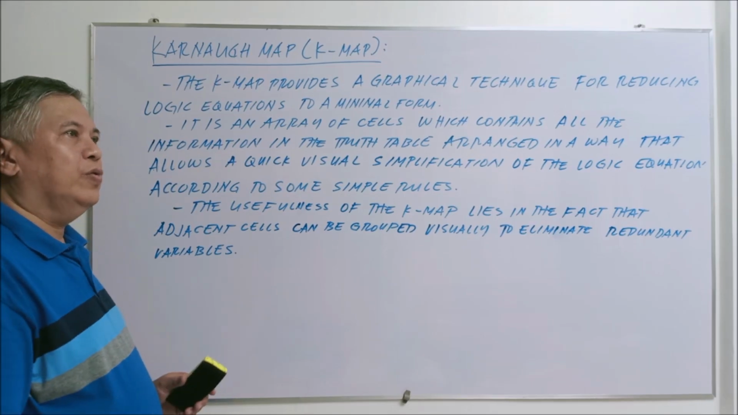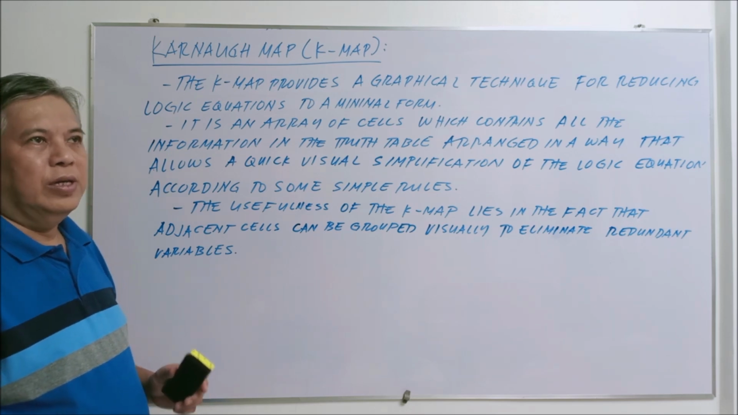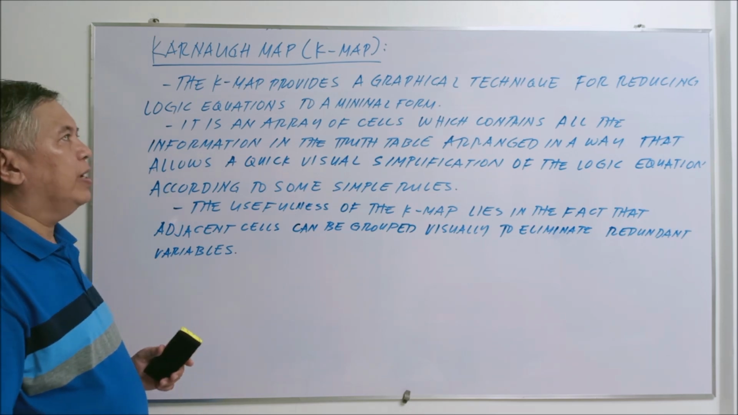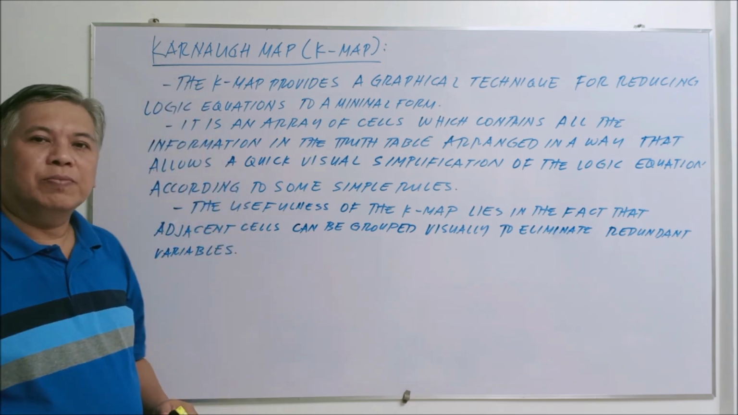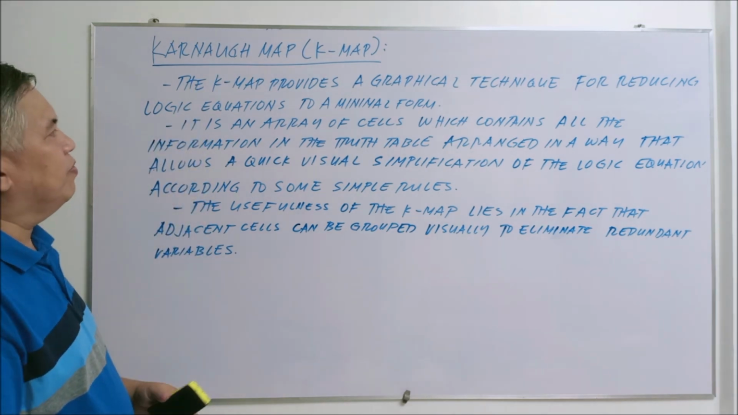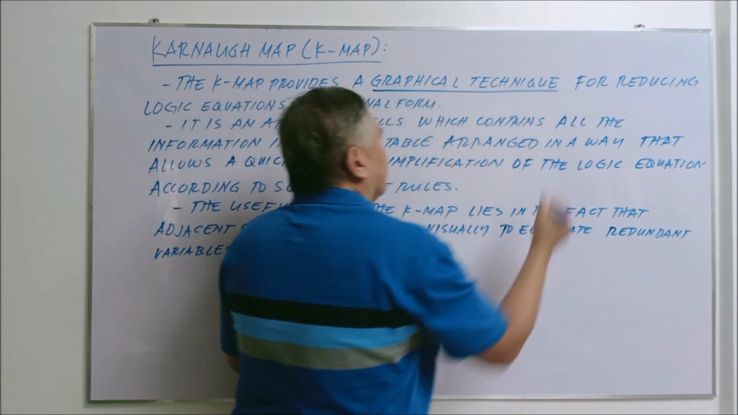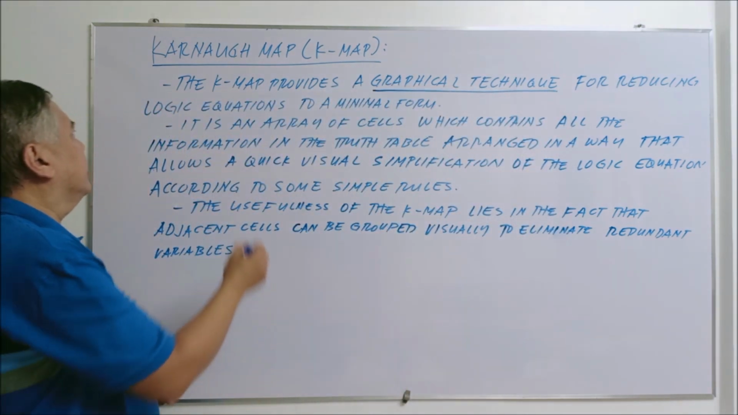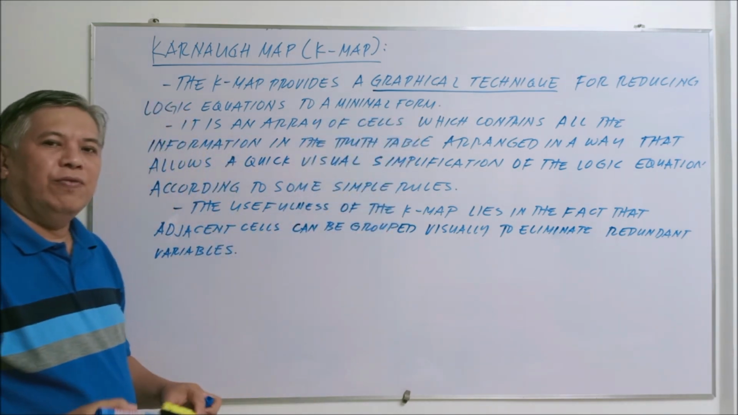So we go now to simplifying logical equations. One way of simplifying a logical equation is by using the Karnaugh map, or we call it the K-map. The K-map provides a graphical technique for reducing a logic equation to a minimal form.